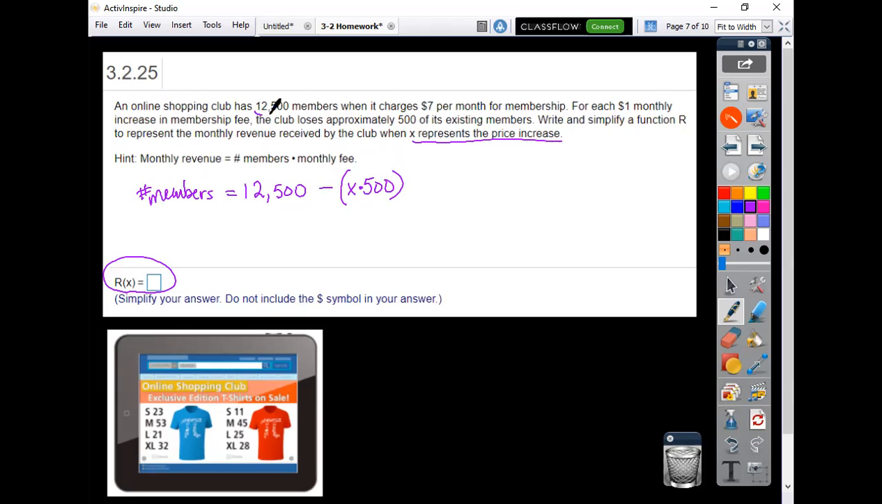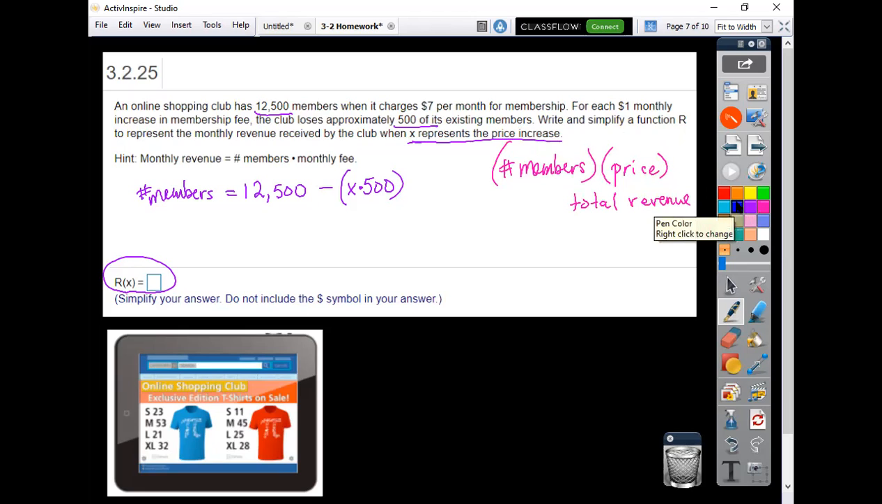12,500 that we have to start with. For every X dollar that goes up, I lose 500 of the members. And then if we take the number of members times the price, that would give us our total revenue. So far we have our number of members, but then what about the revenue?